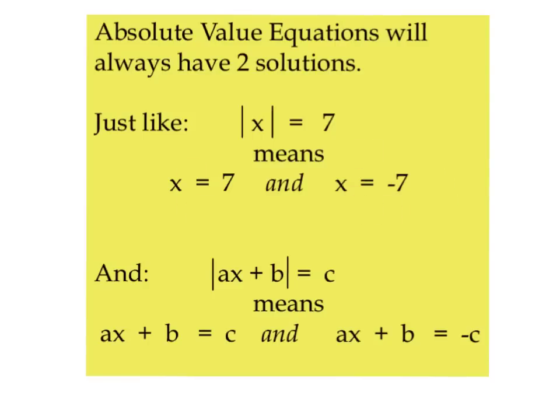A more complex absolute value equation would look like this, where there's not just a single variable inside the absolute value sign. We might have a coefficient, we might be adding or subtracting something. What that means is I have to take everything inside the absolute value symbol and set it equal to the positive value of c and also the negative value of c. This instructional video will walk through a couple of examples on doing just this, solving absolute value equations.